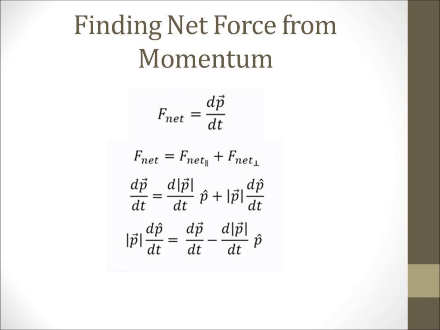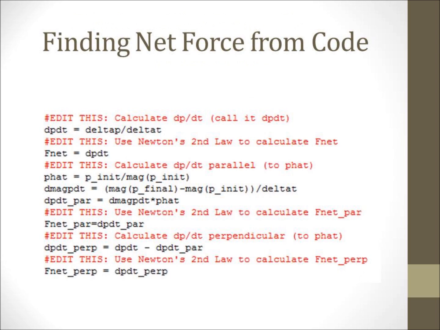This means that the total net change in momentum over the net change in time is equal to the change in momentum over the change in time in the parallel direction plus the change in momentum over the change in time in the perpendicular direction. Rearranging this, we can find the perpendicular component of the change in momentum over the change in time. Looking at the code, dp over dt is equal to the net force.